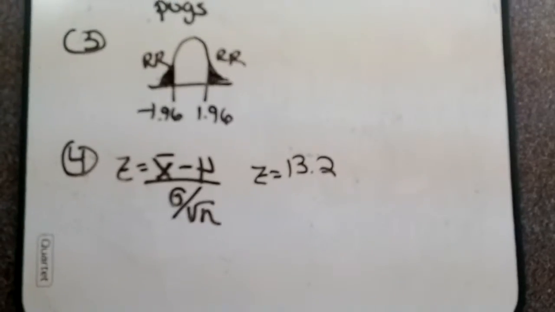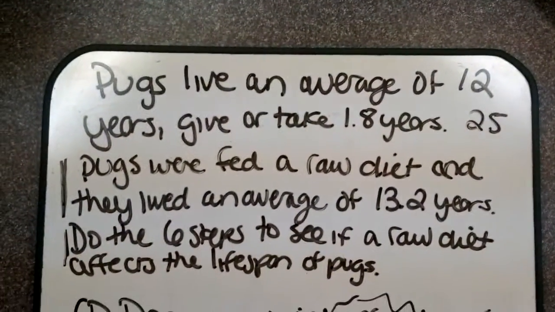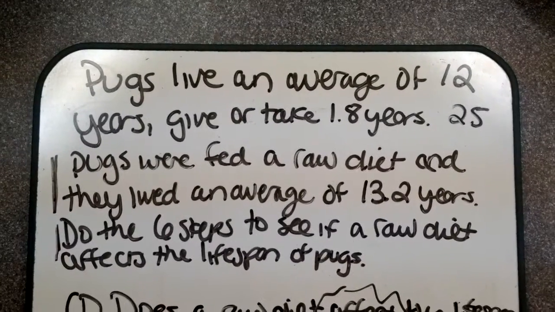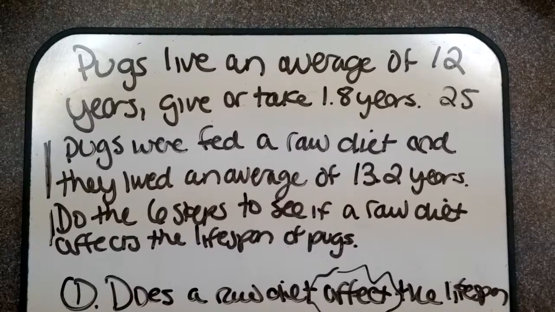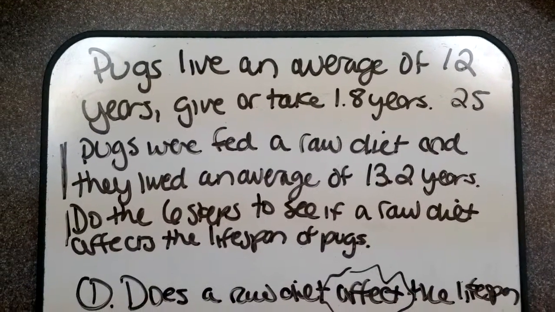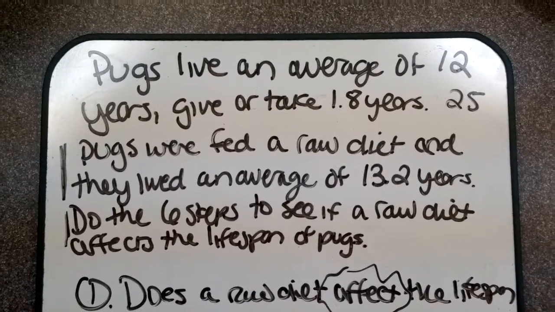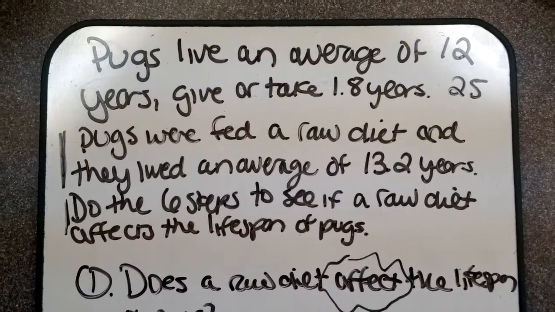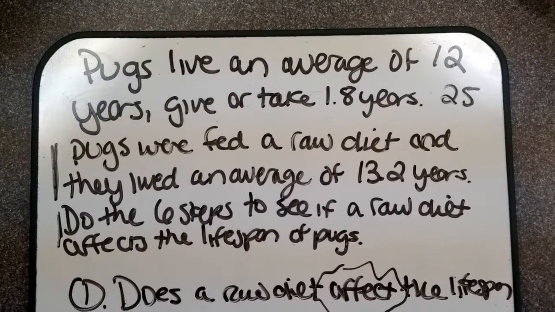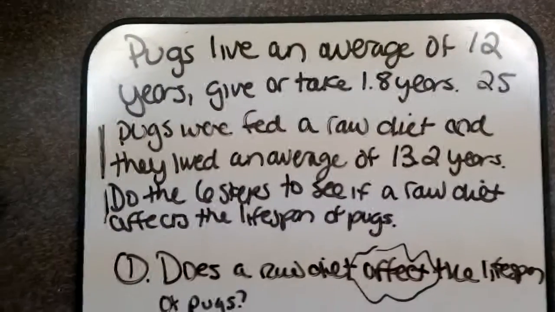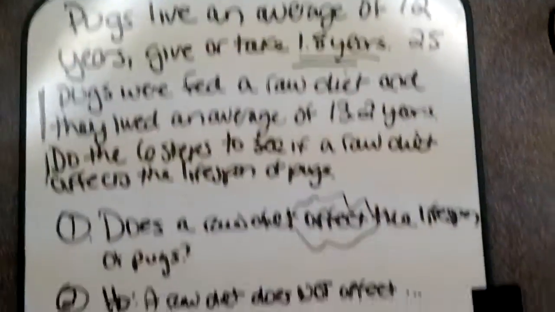Now I have to find my mu and sigma. So these are the population parameters. If I'm looking up here, I actually don't see anything that says mu is this, or population is this. But I do see a sentence that says pugs live an average of 12 years. So I'm saying very generically, pugs everywhere live an average of 12 years. So that is your population term. So there we see mu is 12, and my standard deviation, the give or take, is 1.8.